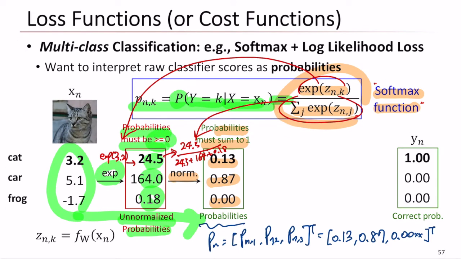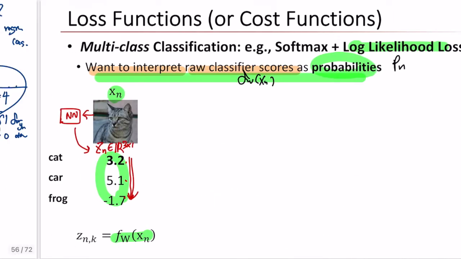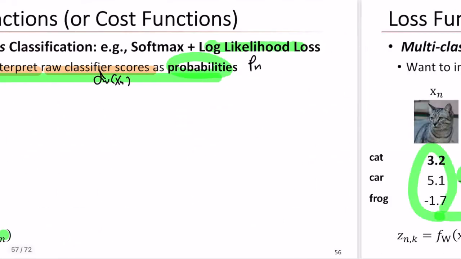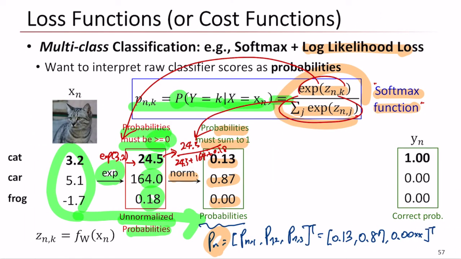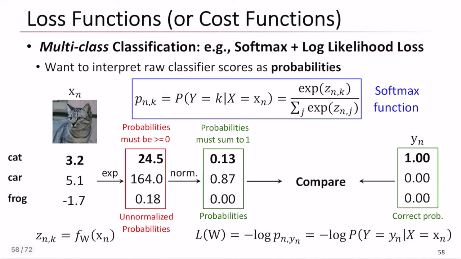Now we have a probability. Then, let's use the log likelihood. As we discussed here, then you can train your model to solve the multi-class classifier with the log likelihood loss. So finally, how? Minus log pn,yn, minus log of p(yn | xn).